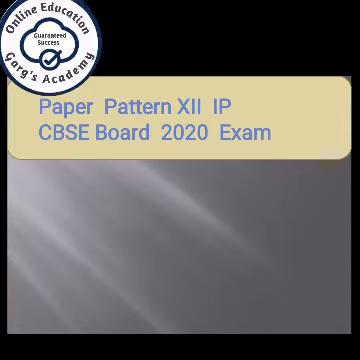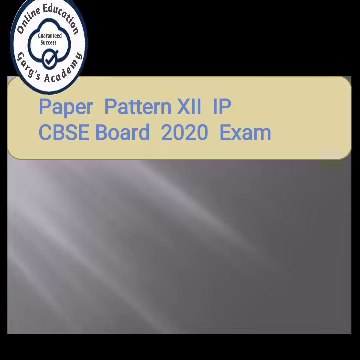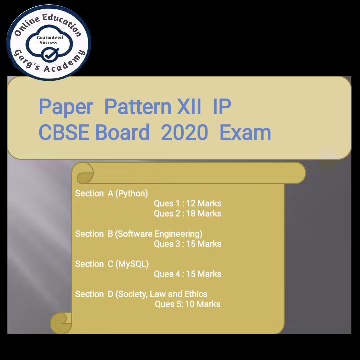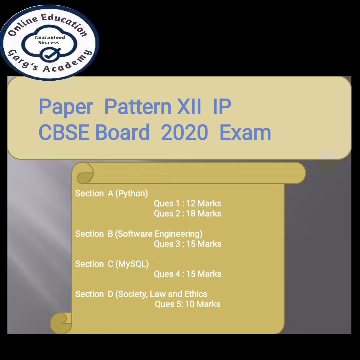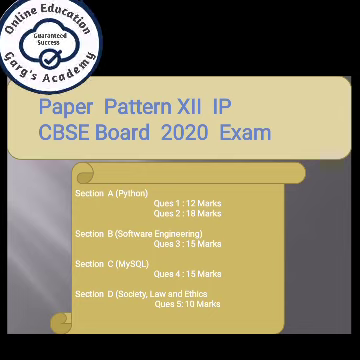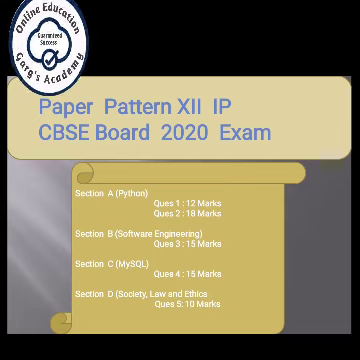Let's first recall the paper pattern of the CBSE board exam. There will be 4 sections and 5 questions. Section A Python, question number 1 and 2. Section B Software Engineering, question number 3. Section C MySQL, question number 4. And Section D Society Law and Ethics, question number 5.